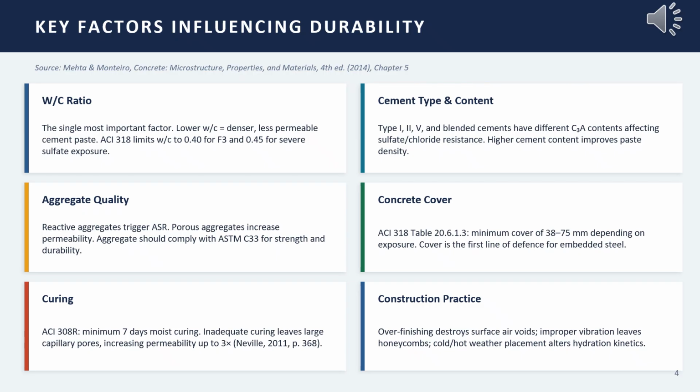Sixth is construction practice: proper compaction, avoiding over finishing, controlling placement temperature. All of these affect the microstructure of the final concrete.